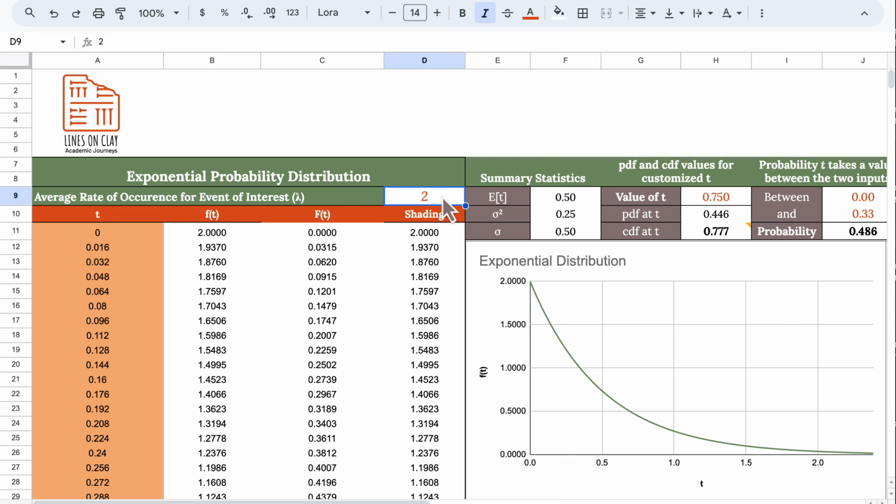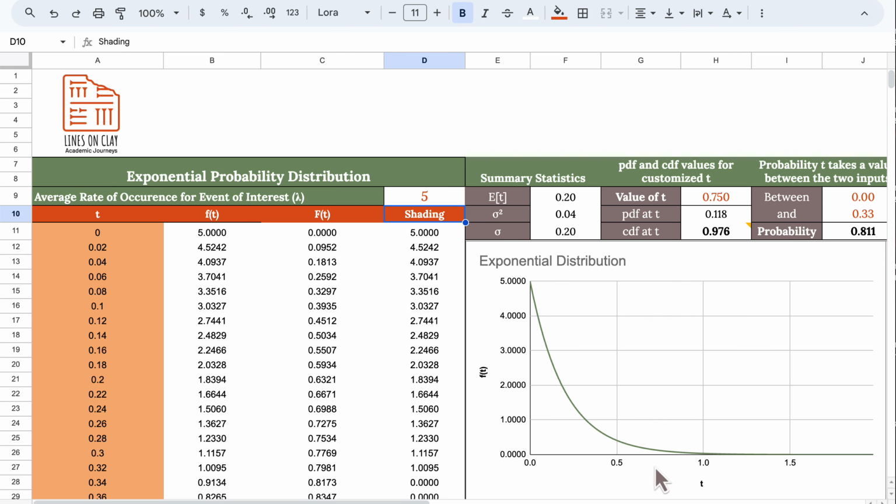The other thing that I want you to pay attention to is that as lambda goes up, we collapse. Our PDF curve collapses towards 0 faster. So notice here we're at 0, 0.5, 1, 1.5. If I take this from 2 up to, say, 5, we're moving down very rapidly now, right? Like at the 0.5, we're quite low. And our y-intercept, well, it's now at 5.